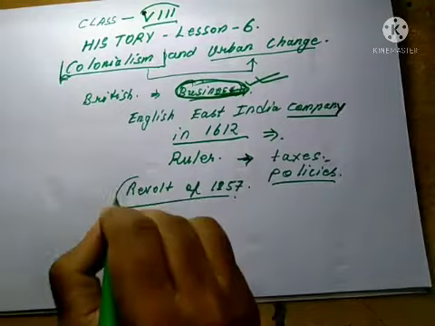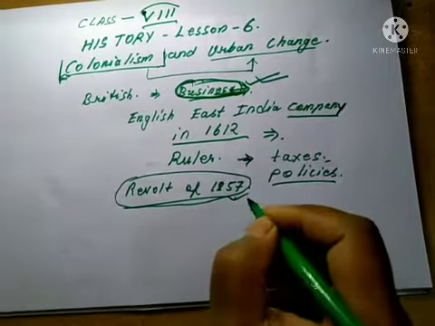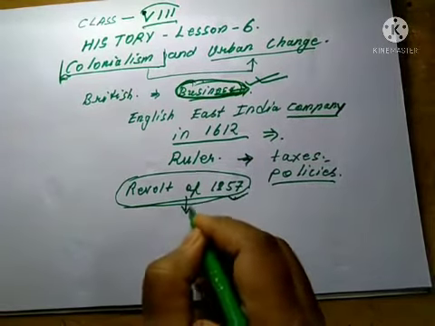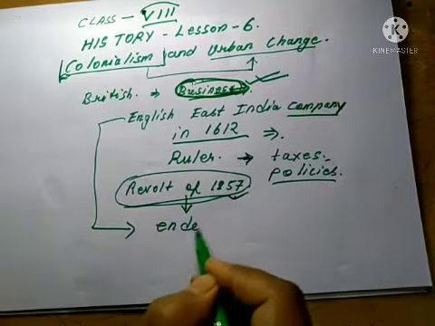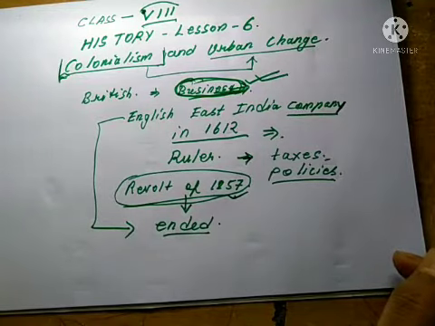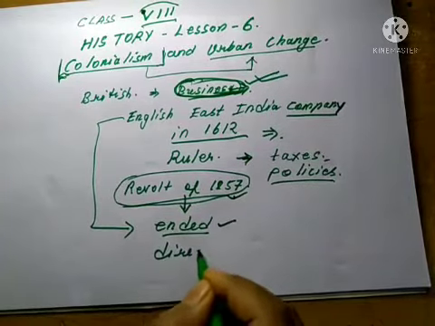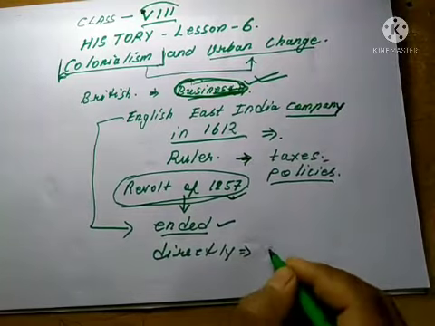This revolt was the first war of independence of the Indians to release themselves from the clutches of British colonialism. And finally, after the revolt of 1857, the ruling of the East India Company ended. As the ruling ended, the British started to rule over India directly. And after the revolt of 1857, India was known as British India.